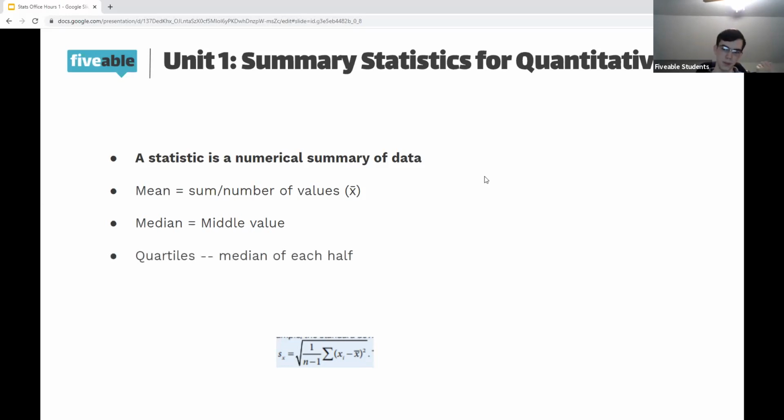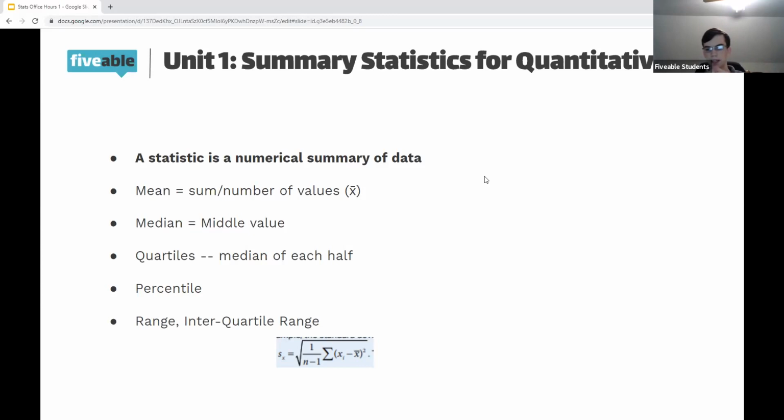The first thing that might be new to you is quartiles, which are the median of each half. If you split it in half, the median value of the top half will be quartile 3, and the median value of the bottom half will be quartile 1. And then you have the percentile, which is the proportion of values that a certain percent fall below. So if you're in the 50th percentile, that means 50% of values fall below that number.